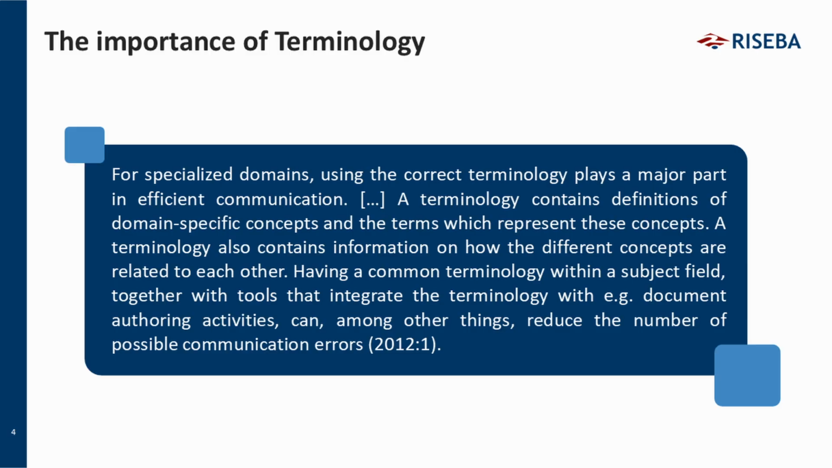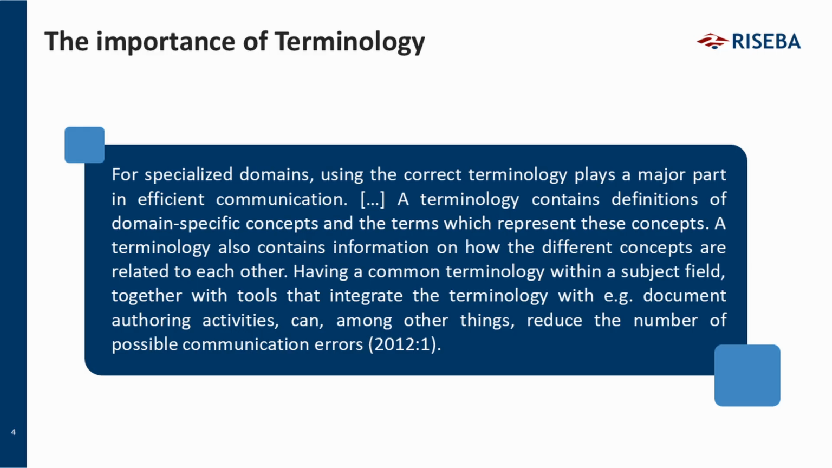As to the importance of terminology, it is obvious and it has also been proved by various research. This way, according to one of them, for specialist domains, using the correct terminology plays a major part in efficient communication. A terminology contains definitions of domain-specific concepts and the terms which represent these concepts. Terminology also contains information on how the different concepts are related to each other. Having common terminology within a subject field, together with tools that integrate the terminology with, for example, document authoring activities, can, among other things, reduce the number of possible communication errors.